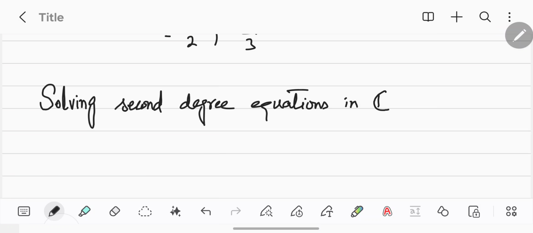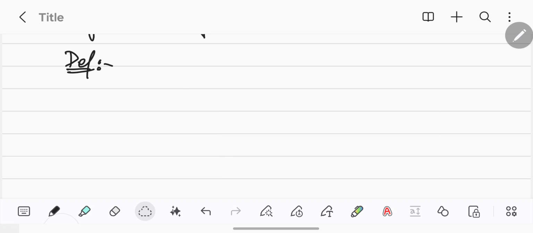Hello. In this video we will talk about solving second degree equations in the complex numbers with real coefficients. Look at the definition first.